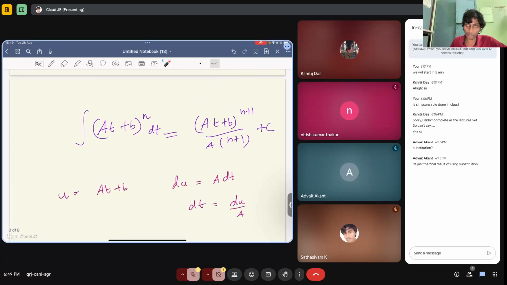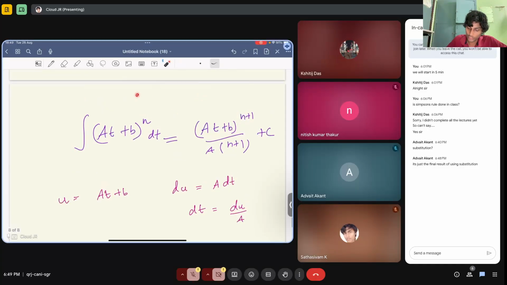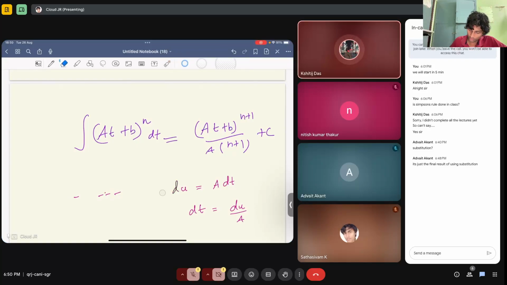In fact, the method of substitution is more general. It does not necessarily restrict you to x power n. Whatever the functions you can do, you can do. So in some sense, it's a little bit more general. All right, sir. Understood. Thank you so much.